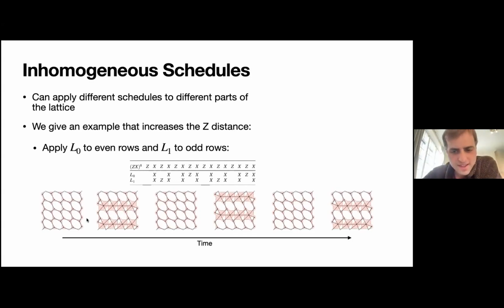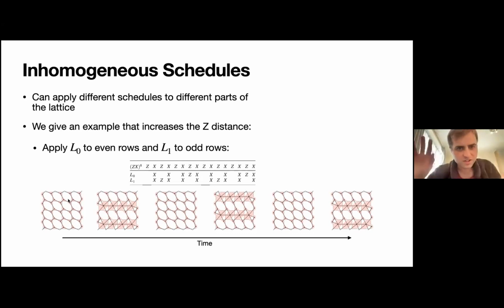You end up with a 3D lattice. So for now, I've sort of switched it. Time is going in the horizontal direction just to make space. But you end up with a 3D matching graph where, in every time step, if you just look at a single type, you've increased the Z distance by at least 50%.